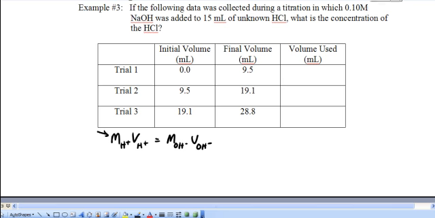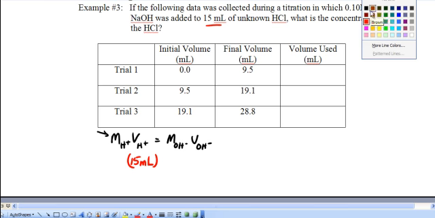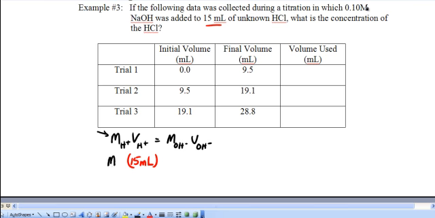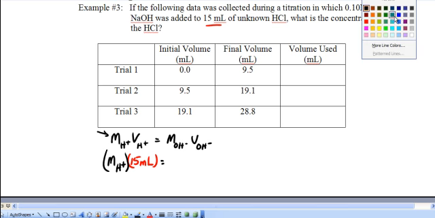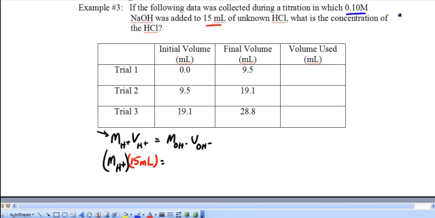So, do we know the volume of the acid? Yeah, it's 15 milliliters. Of course, we still don't know this, so we have MH times that. Do we know the concentration of our base? Yeah, it says right on our bottle here. That's going to be 0.10 molar. Now remember, because you only have one hydroxide, the concentration of the hydroxide is the same, so it's 0.10 molar.